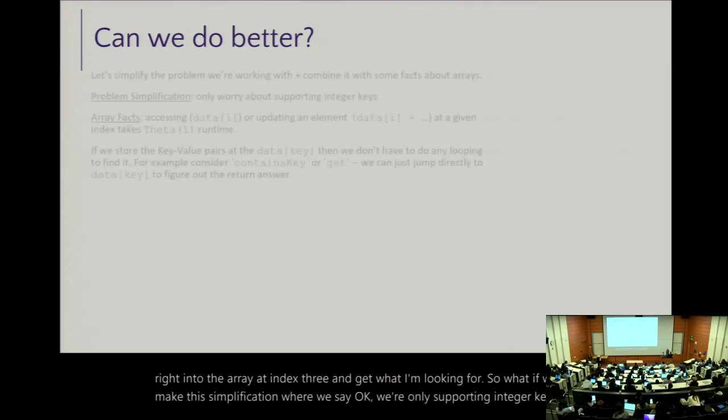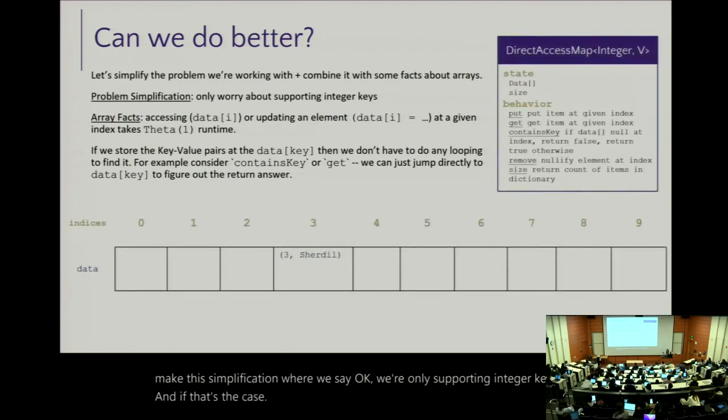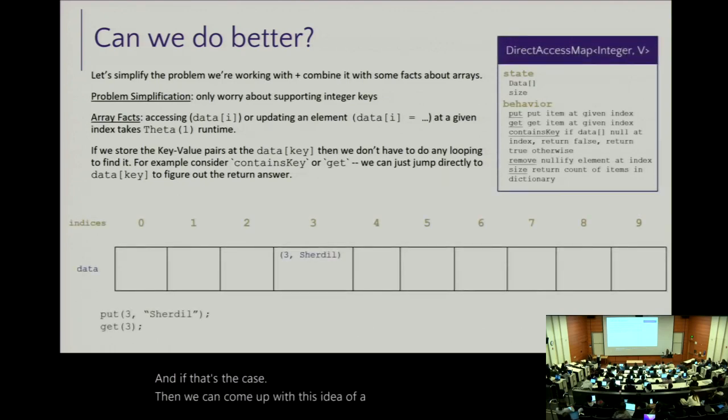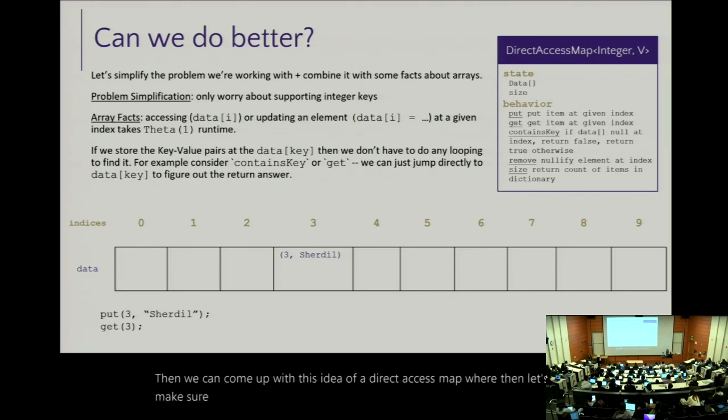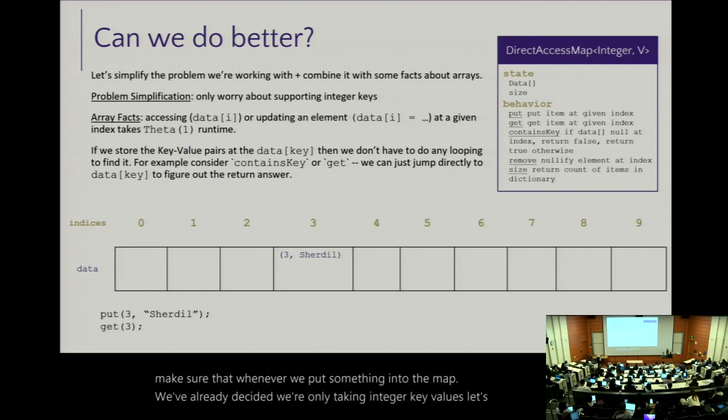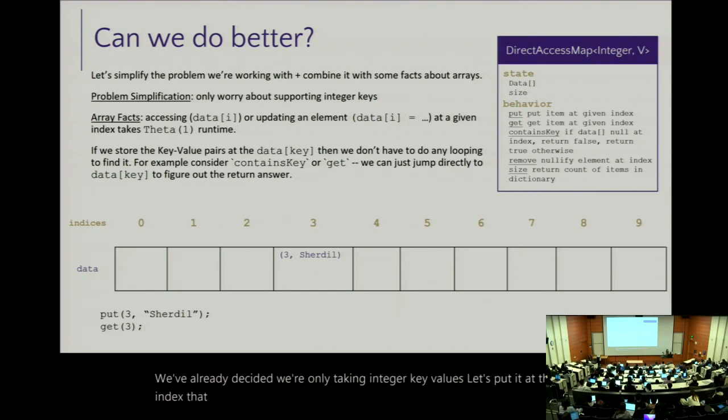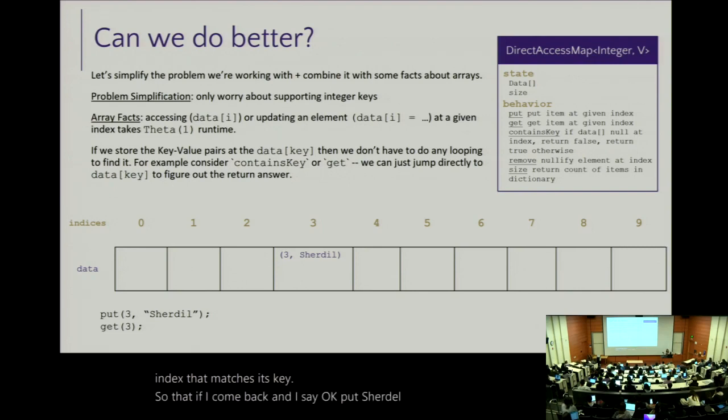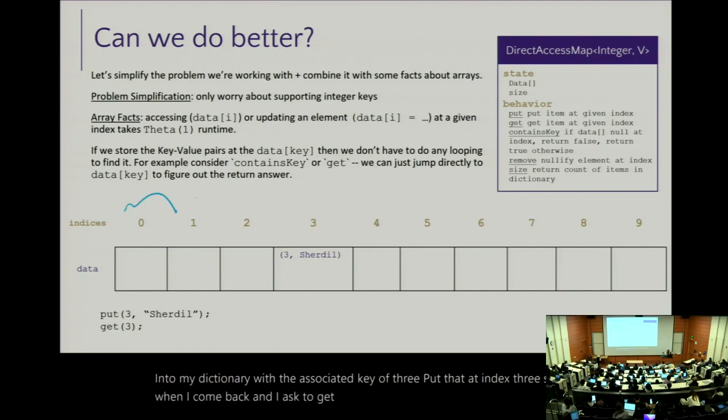And if that's the case, then we can come up with this idea of a direct access map where, let's just make sure that whenever we put something into the map, we've already decided we're only taking integer key values. Let's put it at the index that matches its key. So if I come back and say, put Sherdil into my dictionary with the associated key of 3, put that at index 3. So when I come back and ask to get it, I don't need to loop and look for it. I just jump right in, pull that straight out.